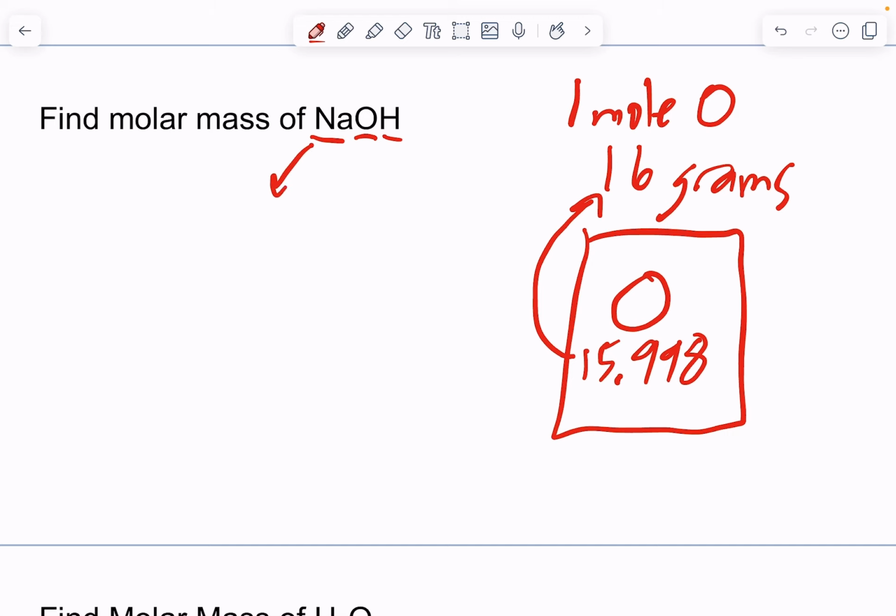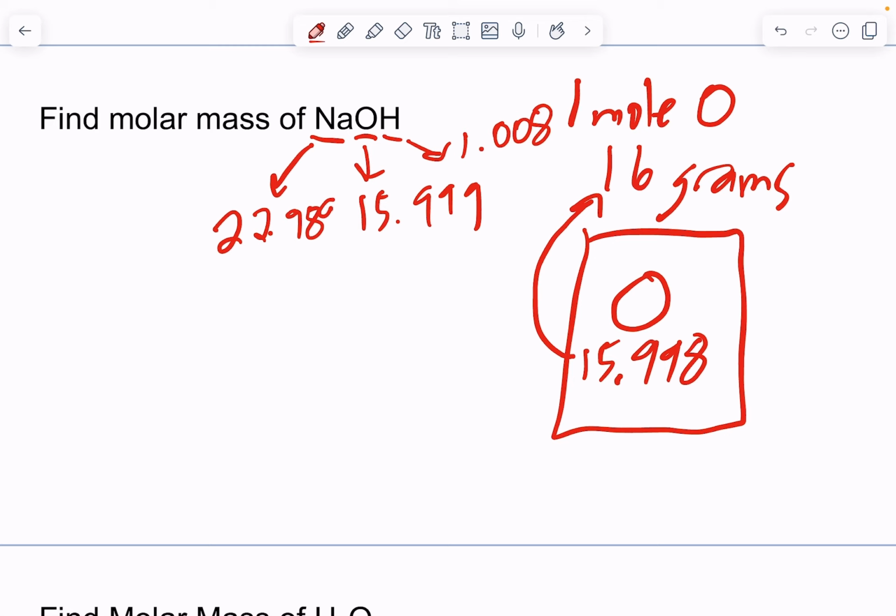For example, sodium has a molar mass of 22.98. Oxygen has a molar mass of 15.999, and hydrogen has a molar mass of 1.008. Okay, I always get questions about how many sig figs should I use, how many decimal points should I use. What I recommend is writing them out like this, using your calculator, adding it all up, and then rounding. For these numbers, I'm just going to round real quick for my own purposes to do it faster and add them up.